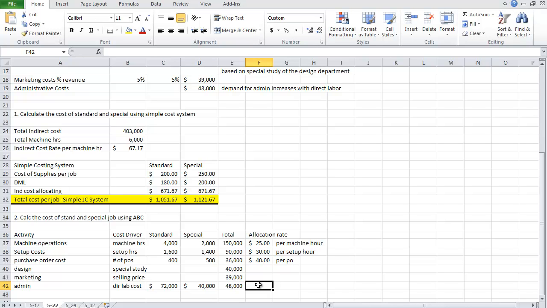So in this case, we actually need to take this divided by the sum of these. And when we put this out, I'm going to take that out another couple decimal places. So this would be the per dollar of direct labor, manufacturing labor cost.